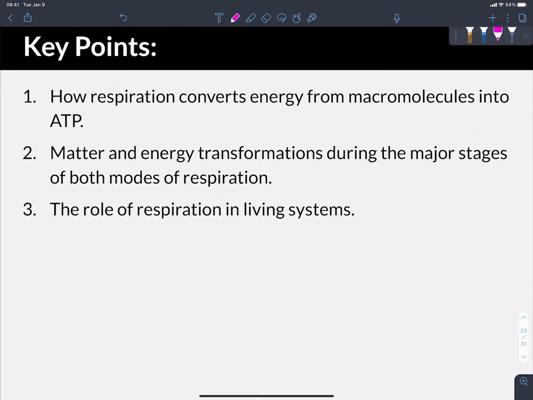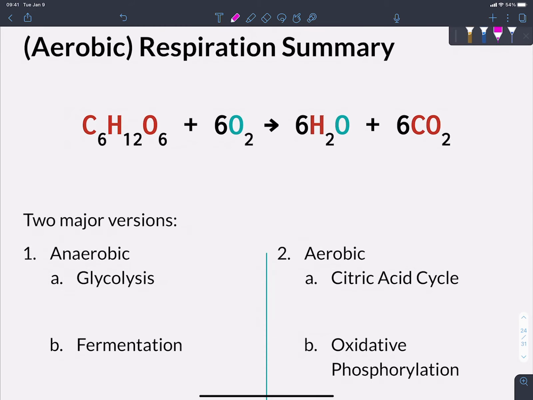In this video, we're going to talk about the following: how the process of cellular respiration converts the energy that's stored in macromolecules into ATP, which we know cells can use to power cellular work. More on that in a previous video as well. We're going to discuss the matter and energy transformations that occur during the major stages of both types of respiration, and then we're going to look at the role that respiration plays in living things.